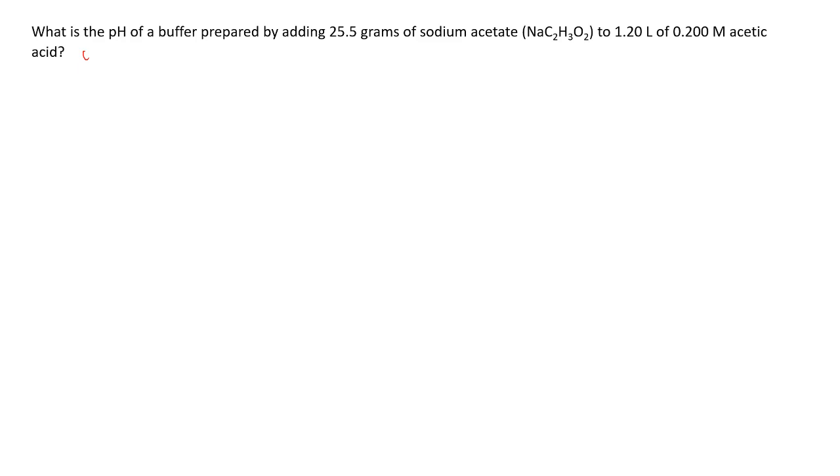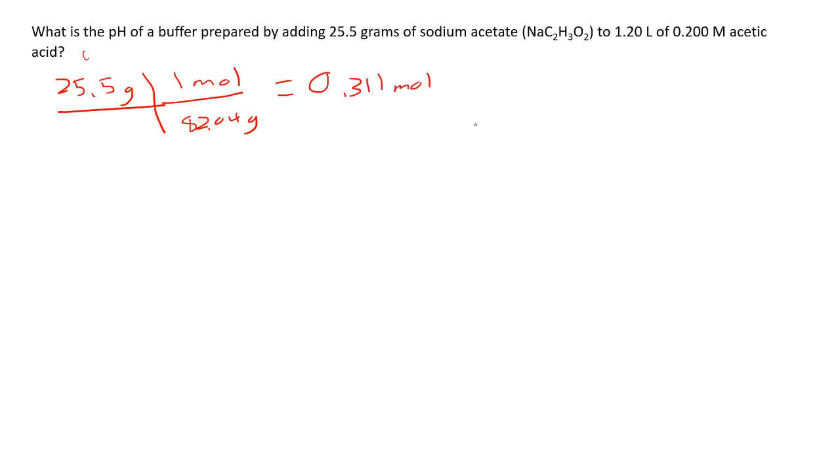So to start with, we're going to need this in a concentration-based unit. We've already got the acetic acid in molarity, but we currently have 25.5 grams of sodium acetate. So we need to get that into a molarity so we can figure out what the pH of our buffer is. We're going to start by converting our 25.5 grams of sodium acetate into moles. We know the molar mass is that there are 82.04 grams of sodium acetate for every 1 mole of sodium acetate. And that means we're going to have 0.311 moles of sodium acetate.